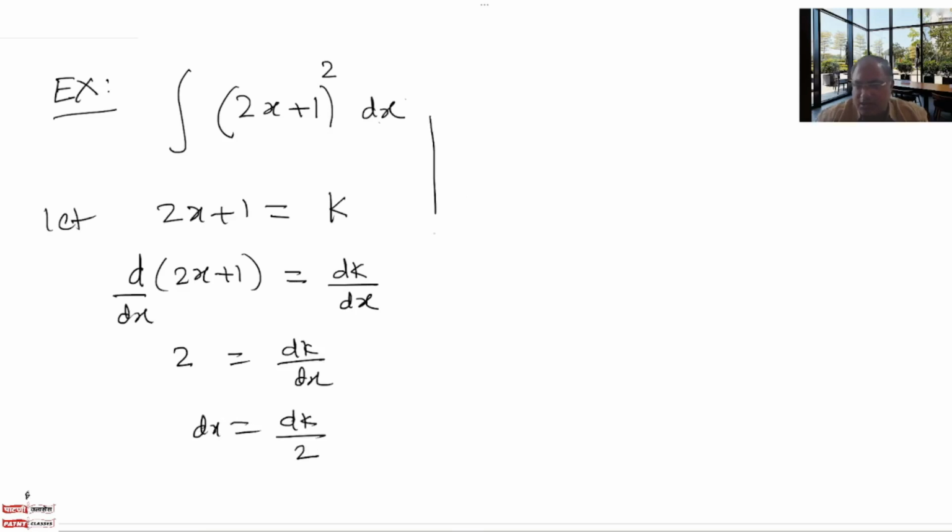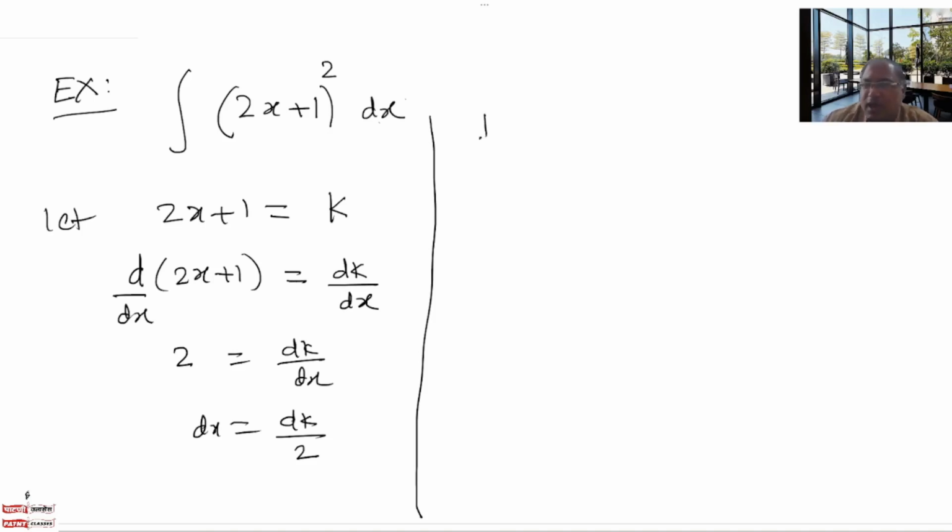While teaching in the classroom, for fun I call this method the change of kingdom method. Change of kingdom means the kingdom of x is getting converted to the kingdom of k. So for fun, I call it the change of kingdom method.